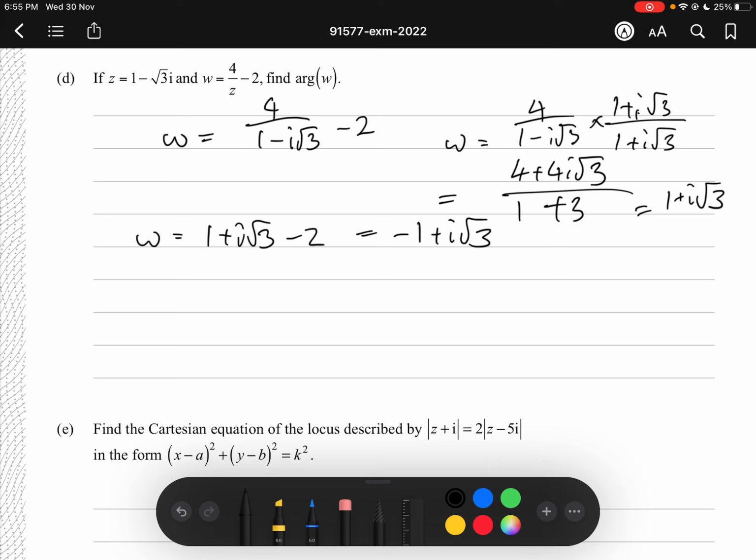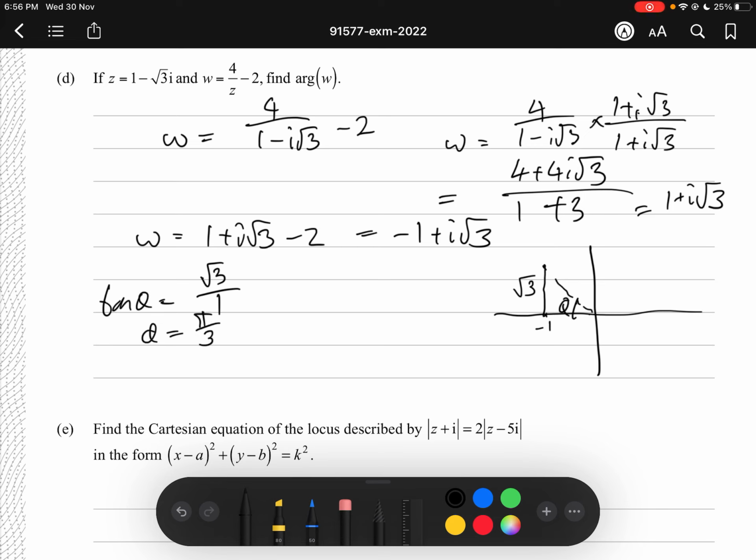i root 3. To find the argument, we're going to be drawing a rough sketch of where w lies in the Argand plane. So in this case, we have a negative, which is on the left here, negative 1, and we have a root 3, which is here. So in this case, the length of the vertical is root 3, and the length of the horizontal is 1. So we have this angle theta. So tan theta is equal to root 3 over 1, so it's just root 3. So tan inverse of root 3 will give us theta equals pi over 3.